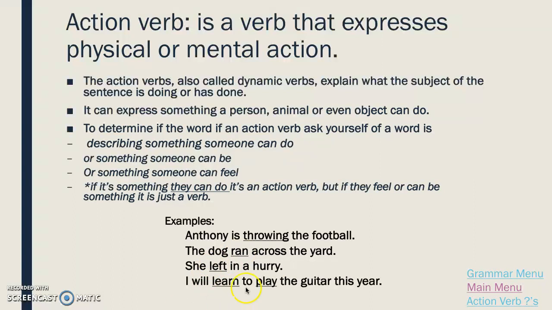Now here we have, I will learn to play the guitar this year. Here we have 2 action verbs. So I will learn the guitar and I will play the guitar. So here we have learn and play. So just be aware you can have 2 action verbs in a sentence. Now here's another example of 2. We ate dinner and walked around the park. So again, what did we do? We ate dinner and then we walked around the park.